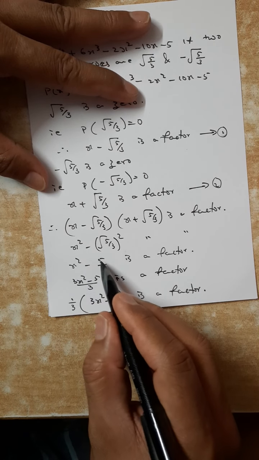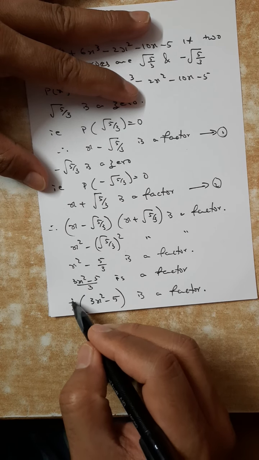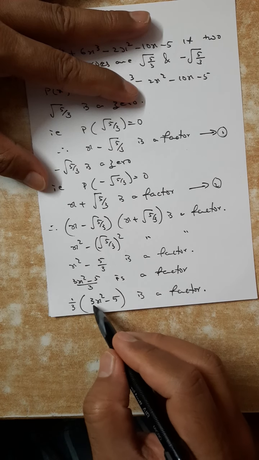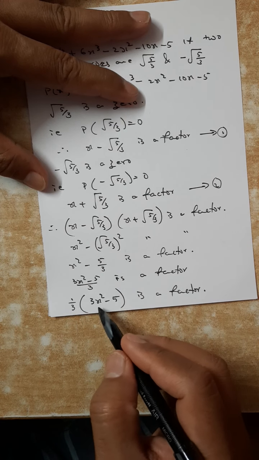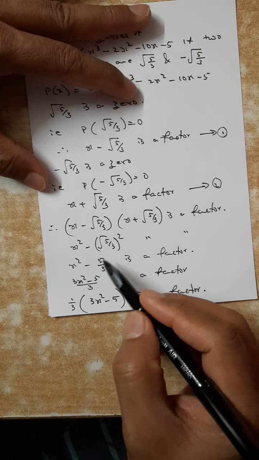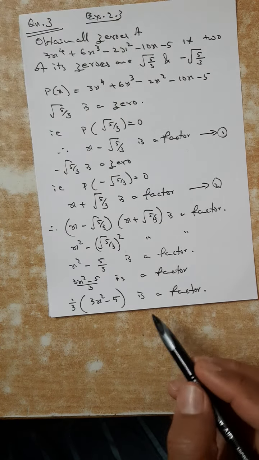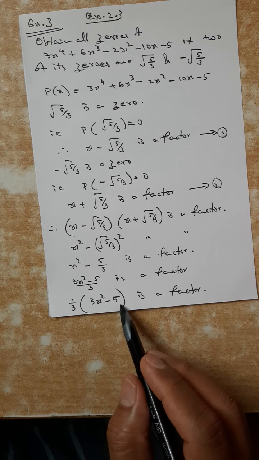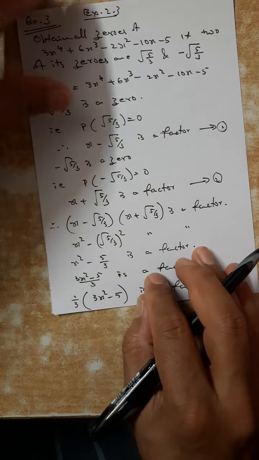This is 3x square minus 5 upon 3, so that 1 by 3 is kept aside. So 1 by 3 into 3x square minus 5. If we want, we can divide with the 3x square minus 5, which will surely be better than the fraction 5 by 3. So p of x we are going to divide with this one, 3x square minus 5.